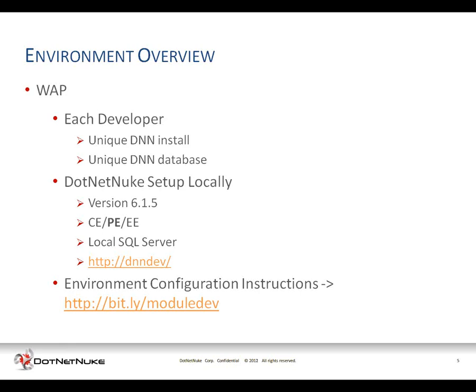So I already have DotNetNuke set up locally. I'm running DotNetNuke version 6.1.5, which was just released a couple of weeks ago. I have DotNetNuke Professional Edition installed. You can do module development against Community Edition, Professional Edition, or Enterprise Edition. And you can actually deploy modules that are developed against any of those editions across the editions. So if I develop against Professional Edition, I'm not stuck utilizing that module only on Professional Edition.